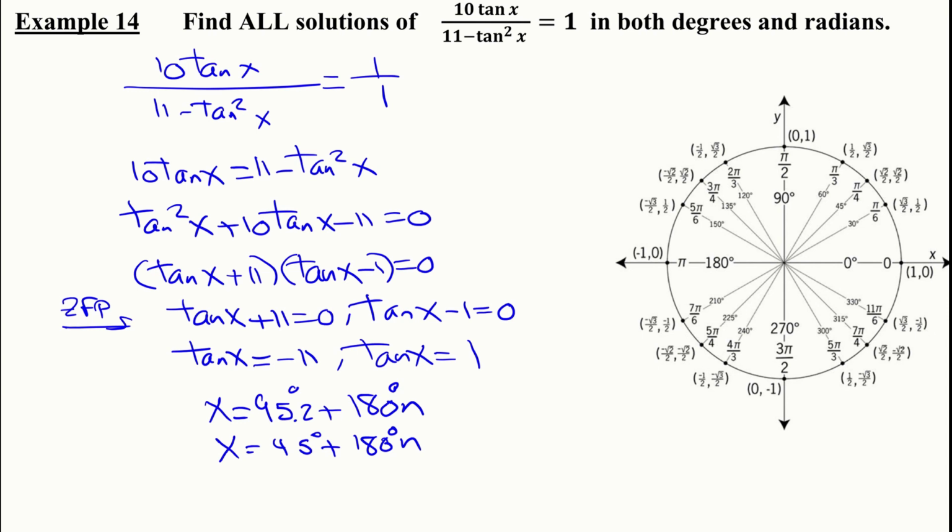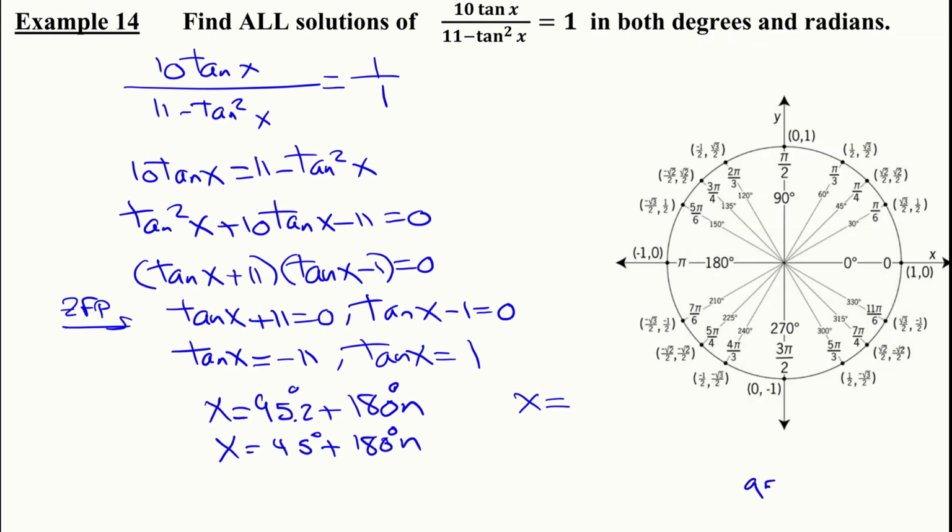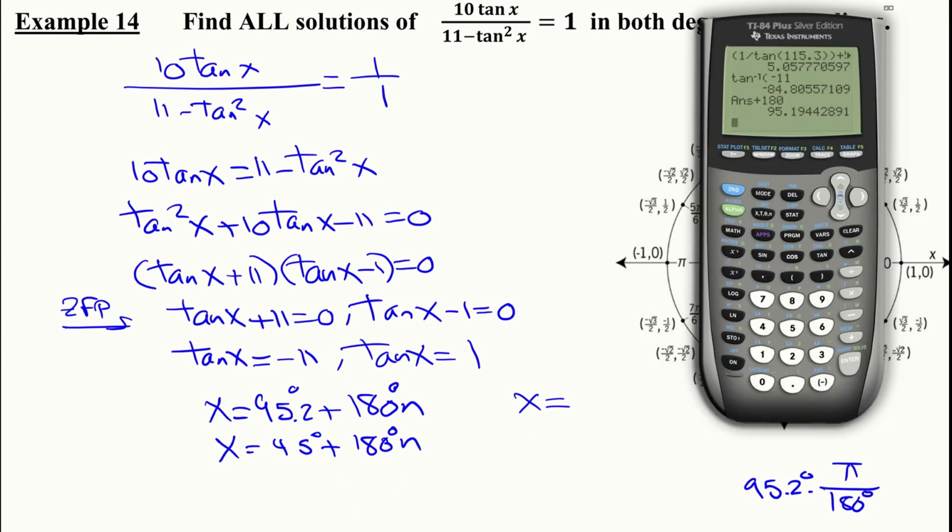Now to turn them into radian mode is easy enough. So we'll go ahead and take 95.2 degrees. You know what we need to do, right? You go 95.2 degrees times, you want degrees down here to cancel, and you want pi up here. So you're going to multiply by pi over 180. So 95.2 times pi over 180.